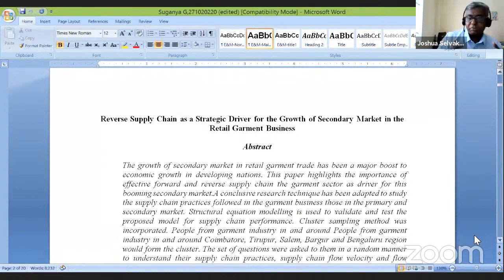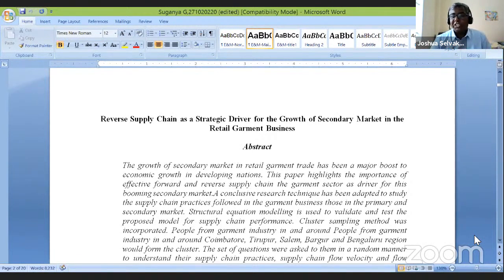Let me give you a small background to this paper. In Tirupur, there is a place called Kadarpet. I don't know how many of you are from Tirupur. In Tamil Nadu, there is a place called Kadarpet, just opposite the railway station of Tirupur. If you go to this place, you will only find secondary markets for garments. You will get all branded stuff in the secondary market.